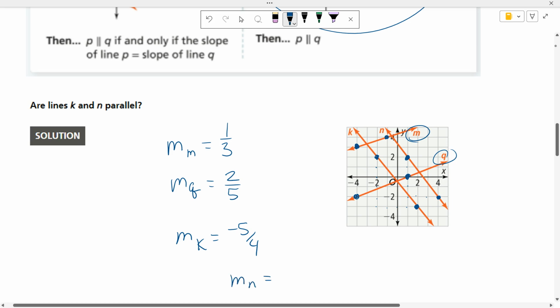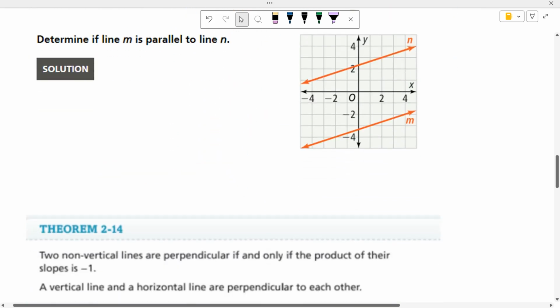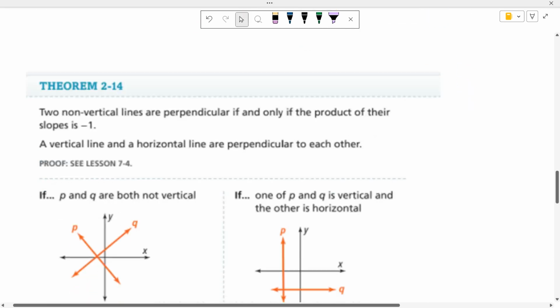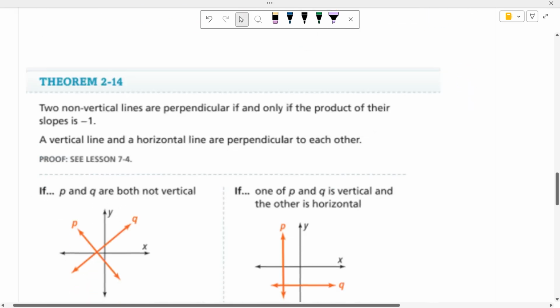The slope of N is -4/3. Are they the same? No. None of these lines are going to be parallel to each other. Are these lines parallel? Well, this one goes through this point and this point, so the slope is 1/3. This one goes through this point and this point. What's its slope going to be? 1/3. They are parallel. If you have perpendicular lines, the product of their slopes is -1.